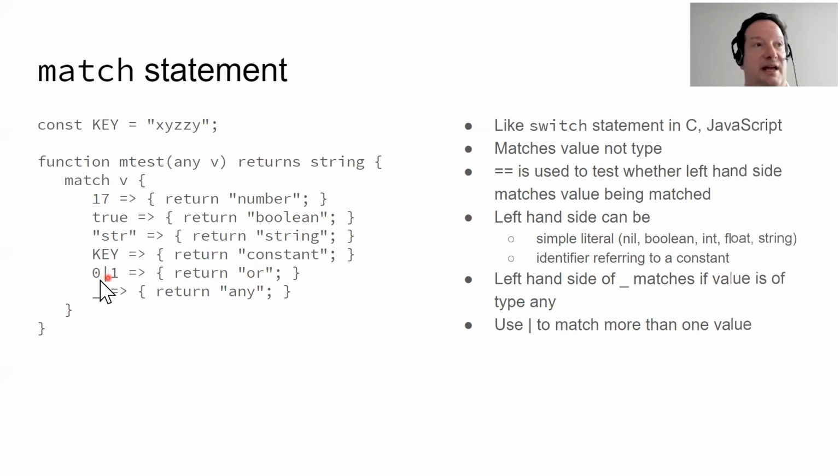With this syntax here, you can match a choice of several different ones. This means it matches 0 or it matches 1. And this case here matches a value of type any. So it's pretty much like switch. I mean, there are other features which we'll see later, but it's basically like switch.